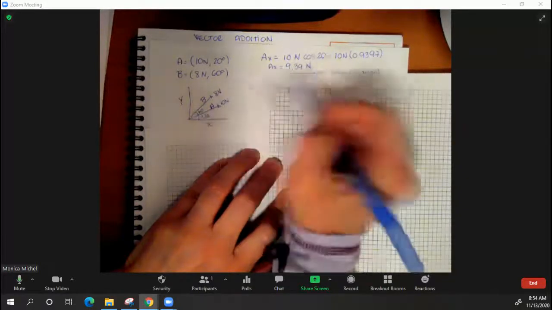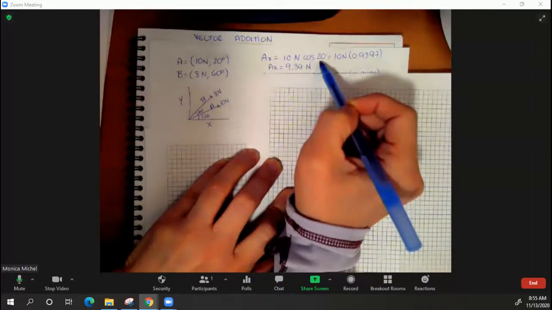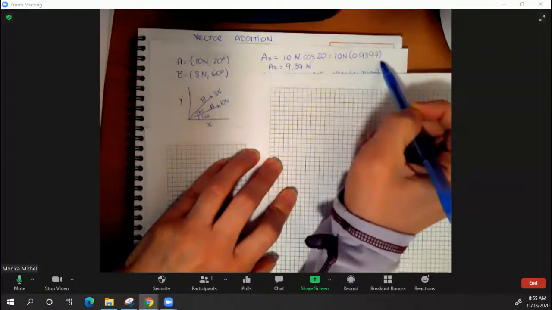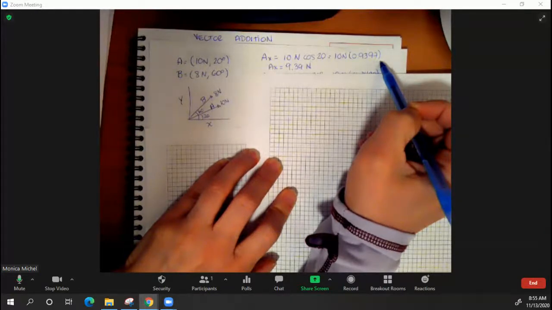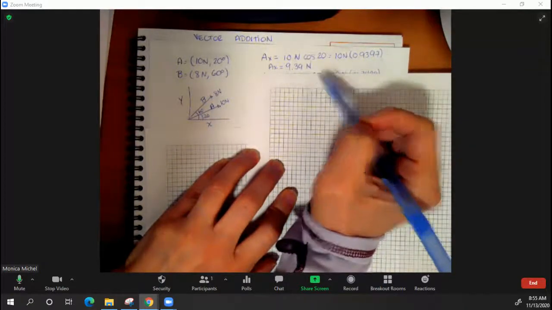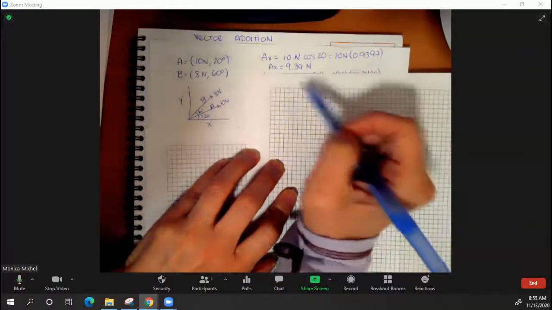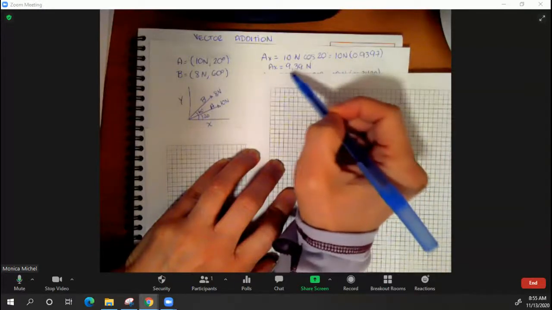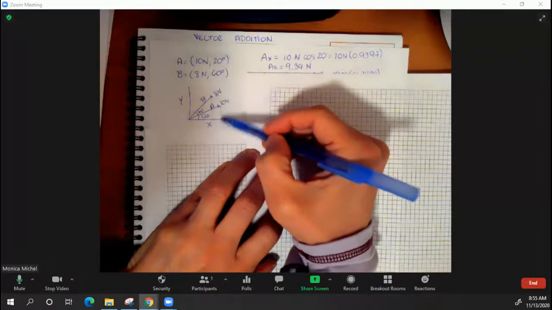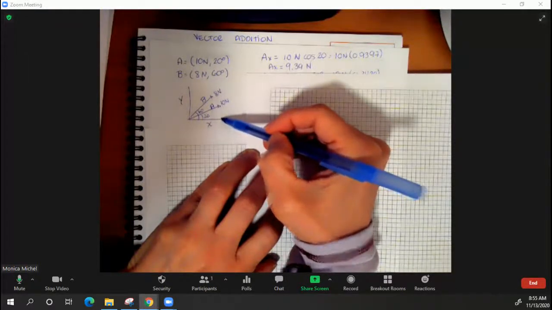So 10 multiplied by the cosine of 20 is 10 newtons multiplied by 0.9397. Remember to always keep checking with your calculator that you're getting the correct answer. Otherwise, you need to change the function or the mode if you're working with radians instead of degrees. So the answer of this multiplication is 9.39 newtons. This means that this vector actually reaches the 9.39 newton value for the x-axis.